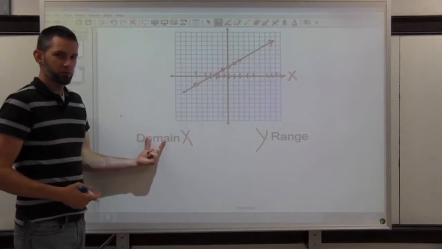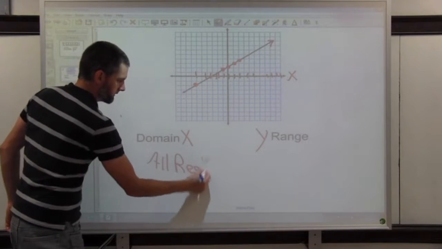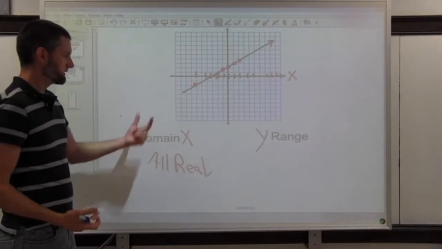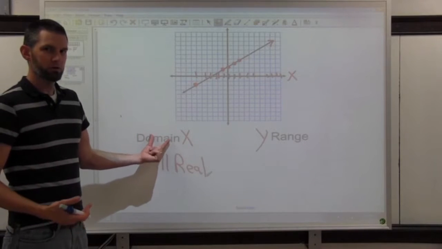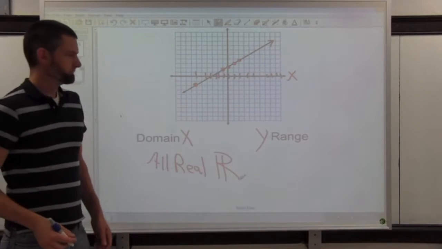So I'm going to say that the domain is all real numbers. Every value can go in as a domain value x. We can also write that as a capital R.